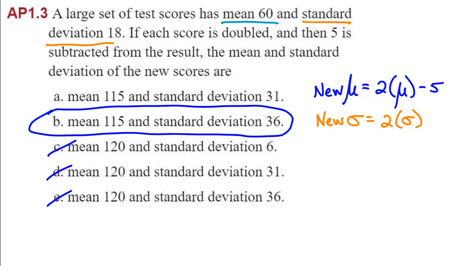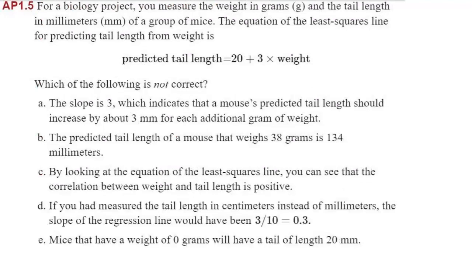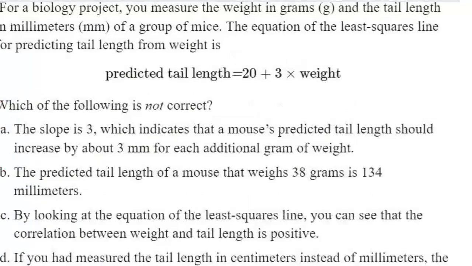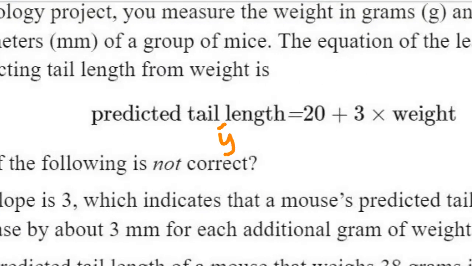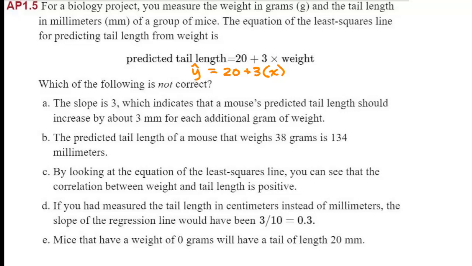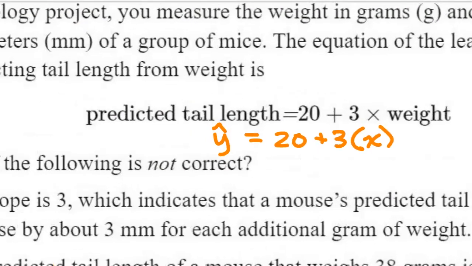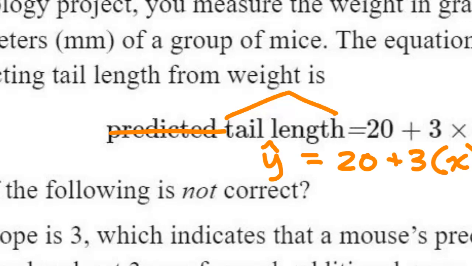Yes. I just want to know why 1.5 is not D. Why 1.5 is not D. For a biology project, you measure the weight in grams and the tail length in millimeters of a group of mice. The equation of the least squares line for predicting tail length from weight is predicted tail length. So predicted tail length would be y hat is equal to 20 plus 3 times x, where weight is the x. Predicted tail length, or you could say tail length hat.